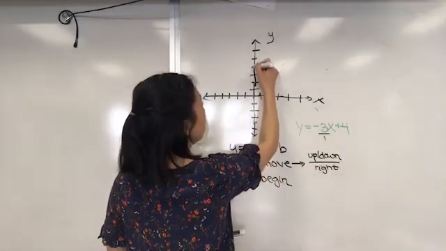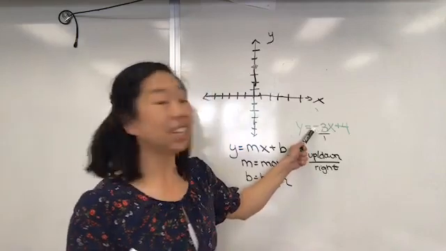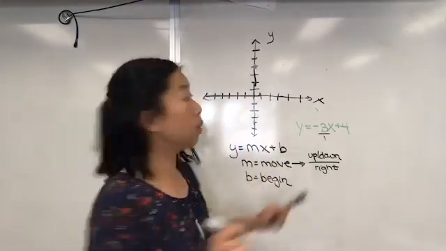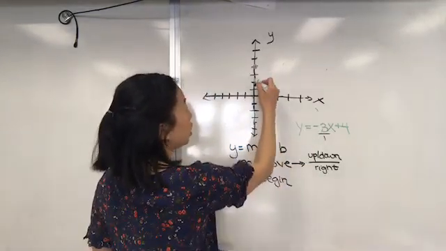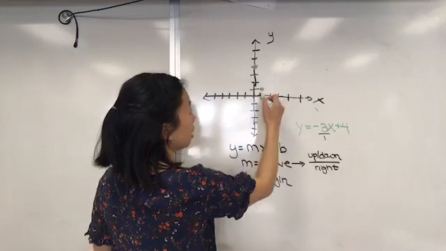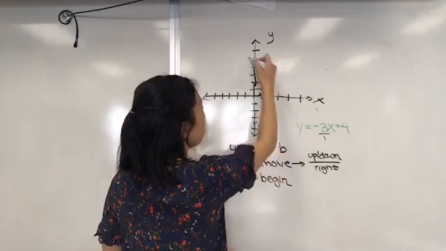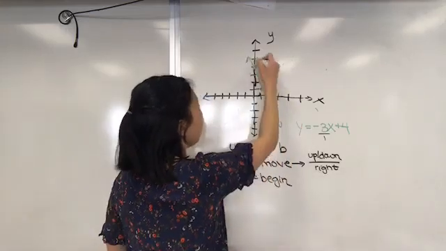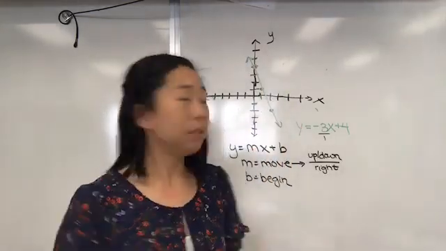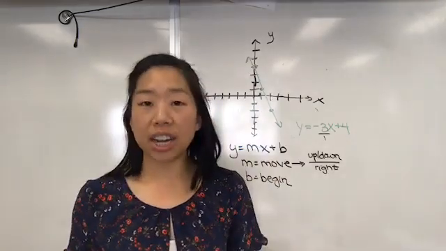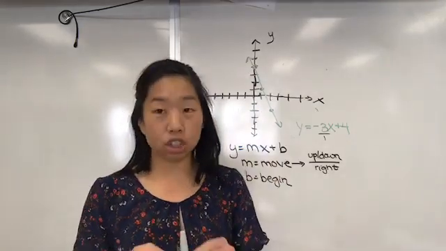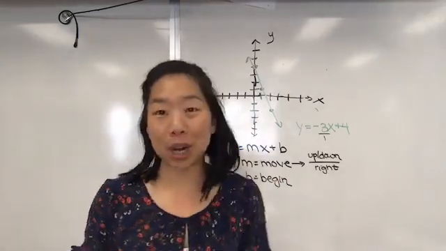1, 2, 3, 4. And here it tells me I'm going to move down 3 to the right 1. So here I move down 1, 2, 3, and then to the right 1. Down 1, 2, 3, to the right 1. And then bam. That's it, you're done. So you connect the dots, draw your arrows, and now your line is straight. Hopefully much straighter than mine.